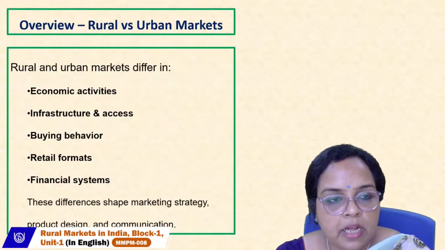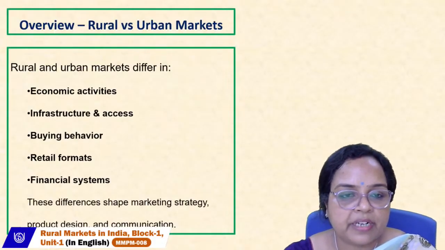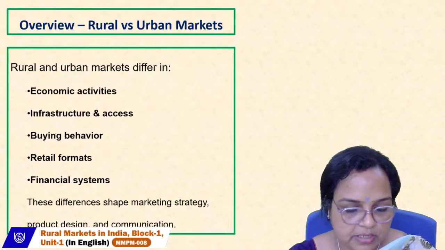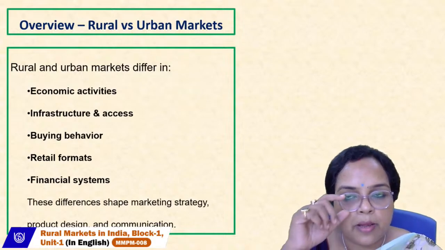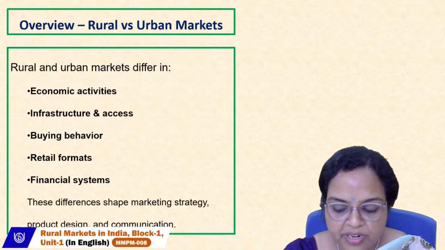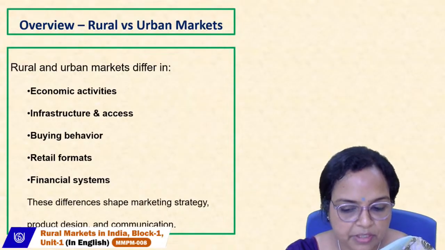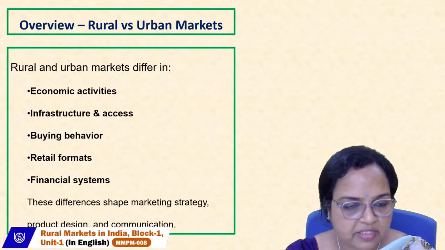Let's understand how rural market and urban market differ in their characteristics. They differ in economic activities, as we discussed. In the rural belt, the major economic activity is agriculture. In the urban belt, there are many different activities, we will discuss in detail in the next slides.